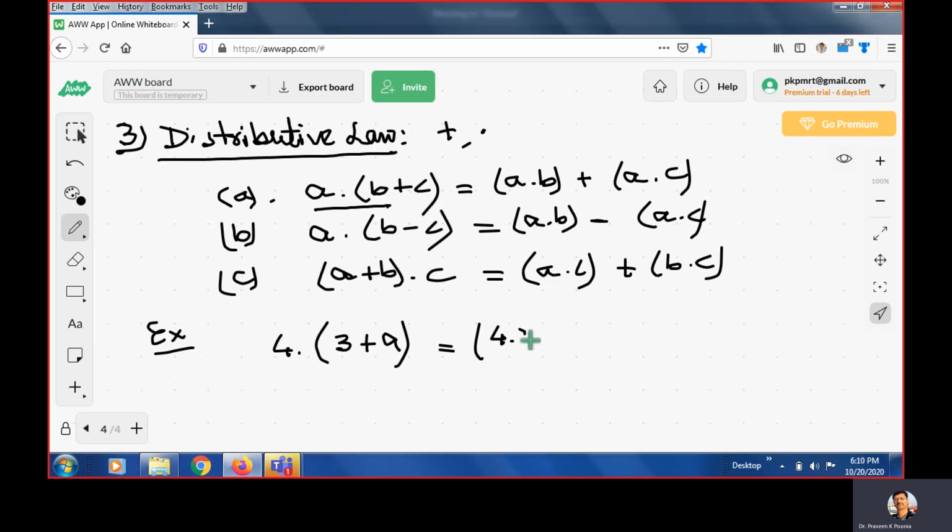It is 4 times 3 plus, blank, times 9. What will come here? So here it is 4 times 3 plus 4 times 9. So here the fill in the blank will be 4. This is how to use the distributive property in the case of numbers.